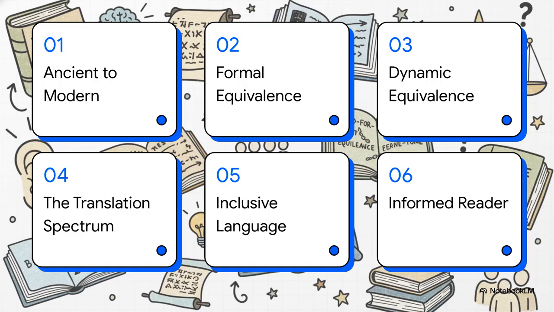Okay, so here's our game plan. First, we'll talk about the basic challenge of getting from an ancient text to a modern one. Then, we're going to look at two big ideas: formal equivalence, which is a word-for-word style, and dynamic equivalence, a thought-for-thought style. After that, we'll see how they all fit on a spectrum, look at a real-world case study with inclusive language, and finally, wrap it all up with how you can be a smarter, more informed reader.